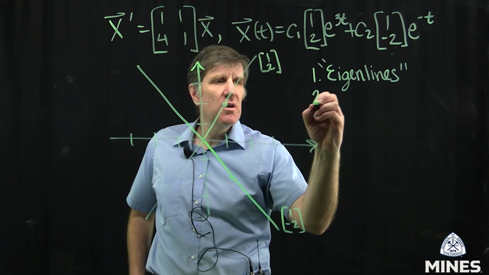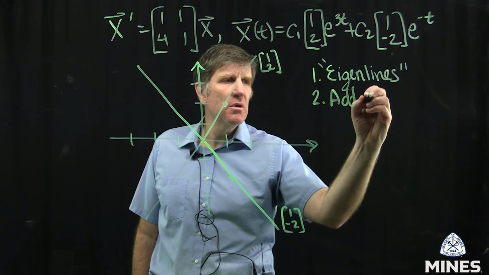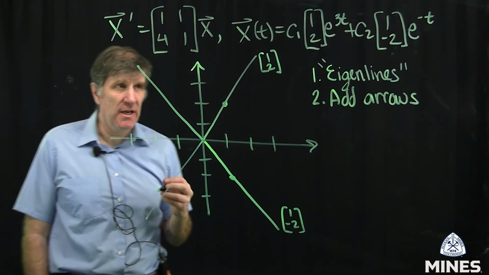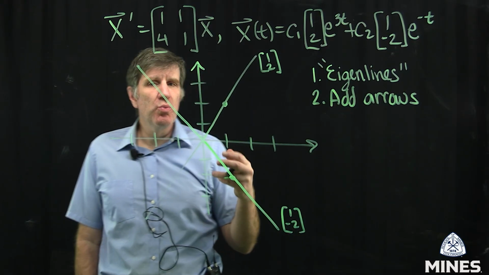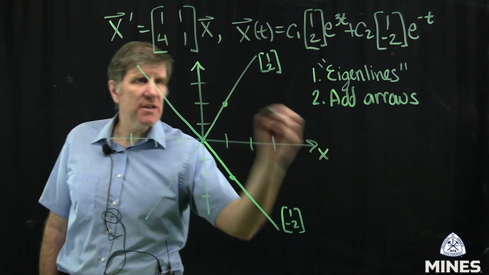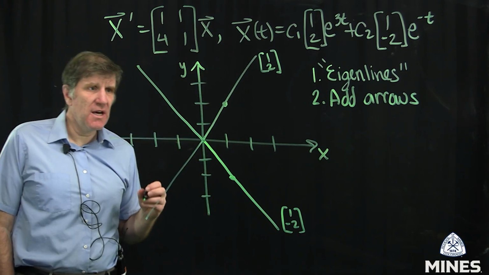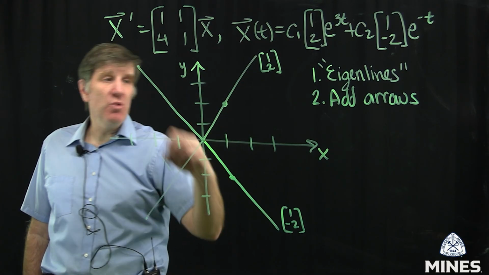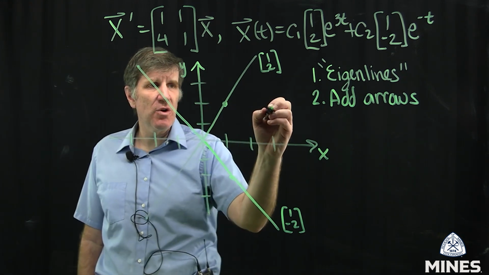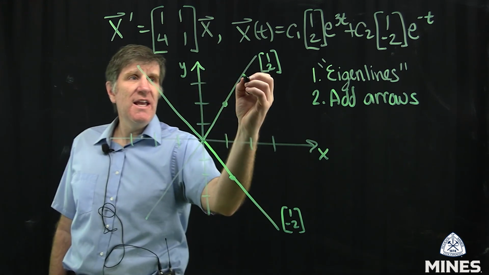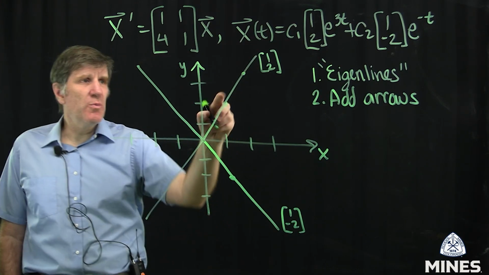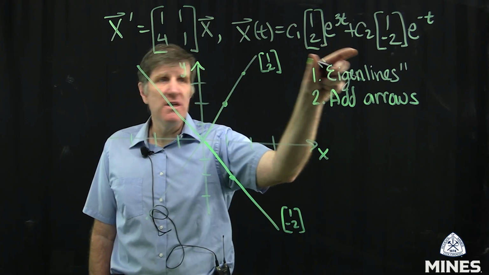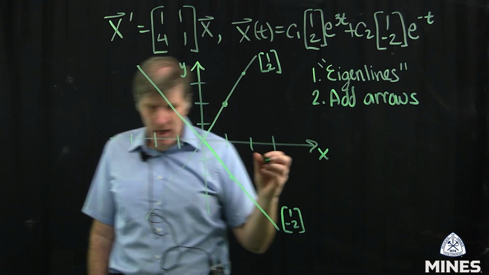Step 2 is we're going to add arrows to the eigenlines. So how do we add arrows to the eigenlines? With the phase portrait, we have X and Y axes, and we could think of an initial condition of being anywhere in here, right? If X is 0, Y is 0 places us on one of the eigenlines, that corresponds to having only one of these two terms in our solution.